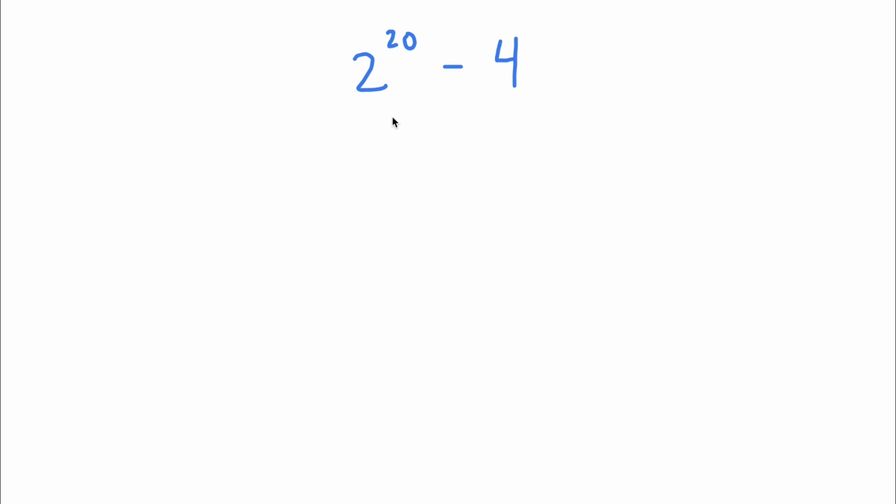Alright, so I have 2 to the power of 20 minus 4. So what I'm first going to do is rewrite 2 to the power of 20 as 2 to the power of 10 times 2. So now I have 2 to the power of 10 times 2 minus 4.